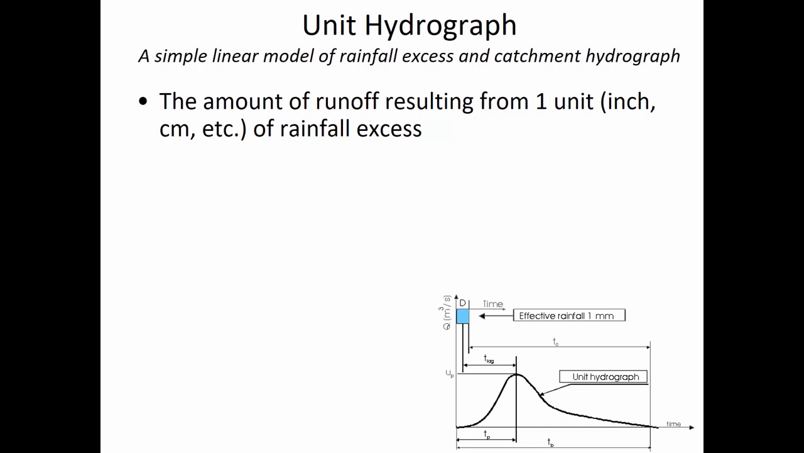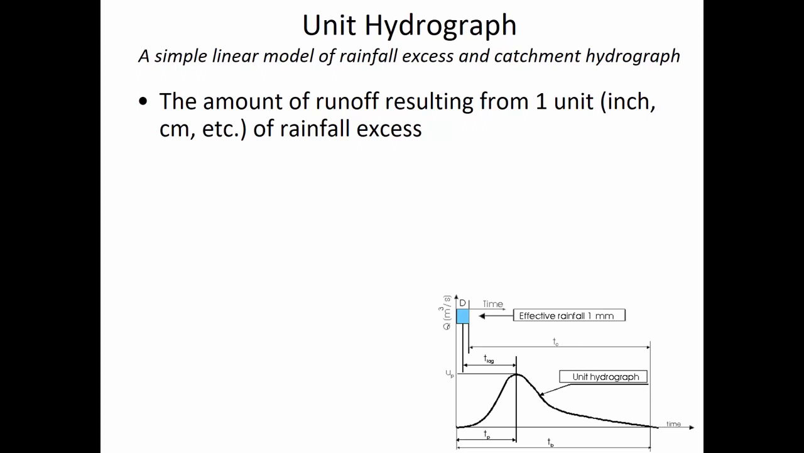Just some fixed quantity of rainfall excess. You figure out what the shape of the hydrograph looks like, and then if you had twice as much rainfall, you just double the height of the hydrograph. You wouldn't do anything else in this unit method. We don't do anything to change the timing of it.